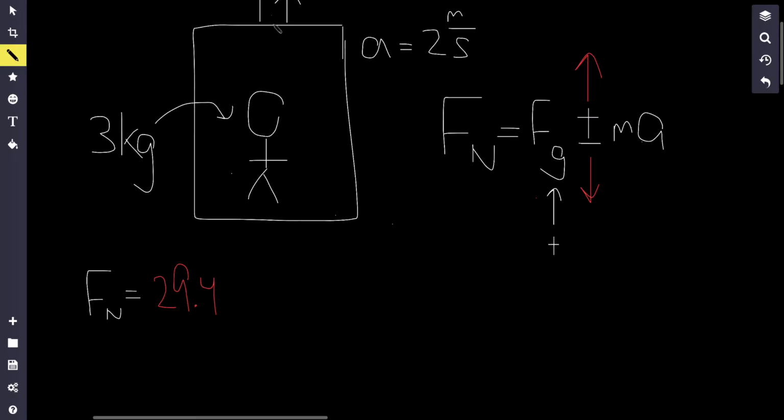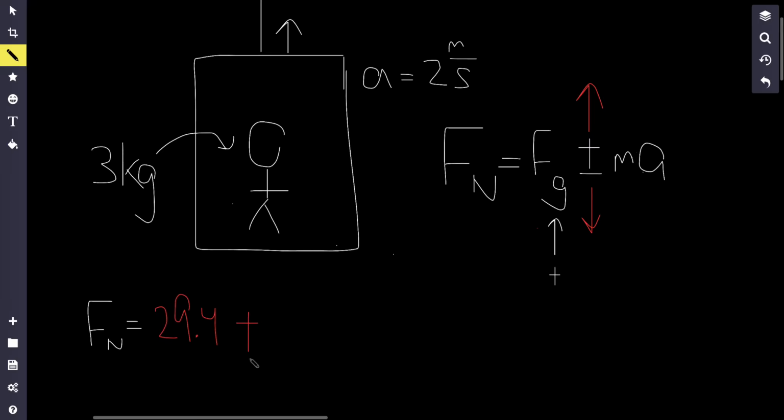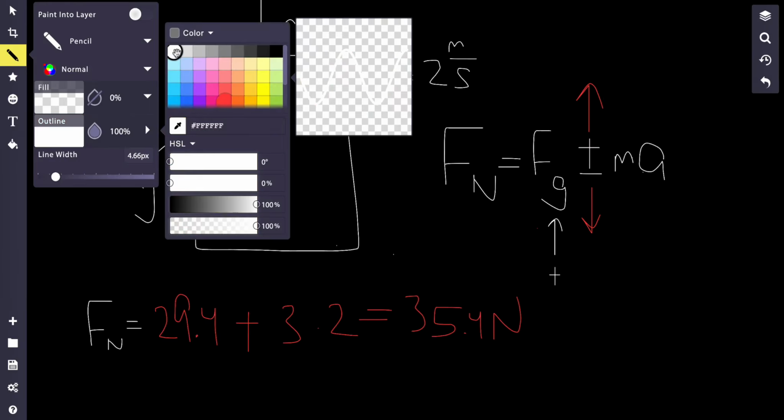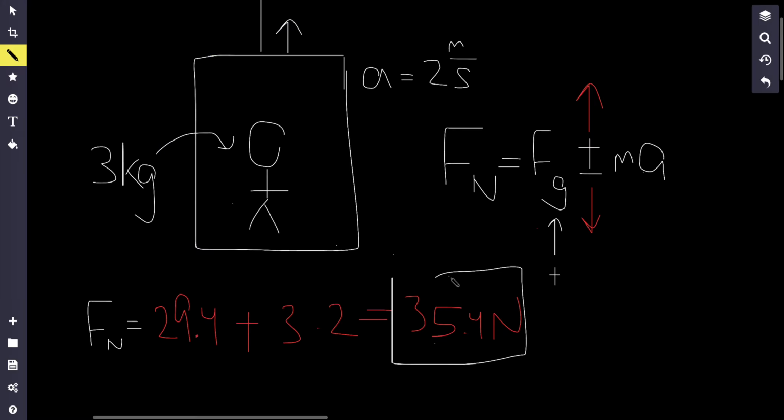And then because we're going up, we add mass times acceleration. I just put all this into my calculator, and let me see what I get. Should I get 35.4 newtons? I get 35.4 newtons as my answer. And that makes sense because when you're going up in the elevator, you're going to feel heavier. So it makes sense that the normal force is more than this gravitational force.